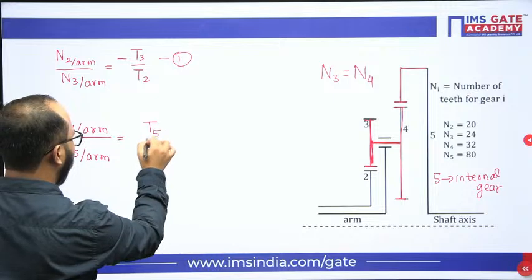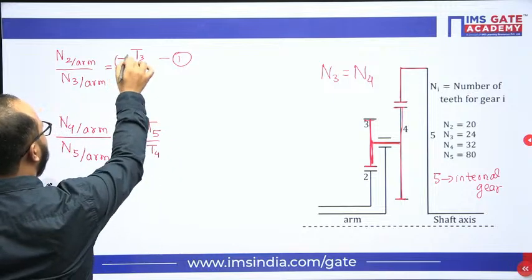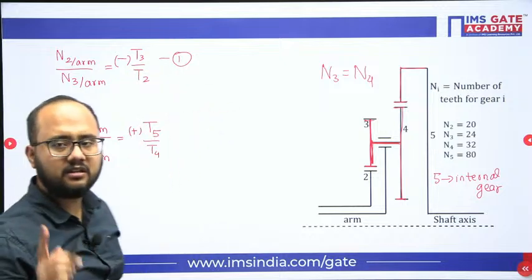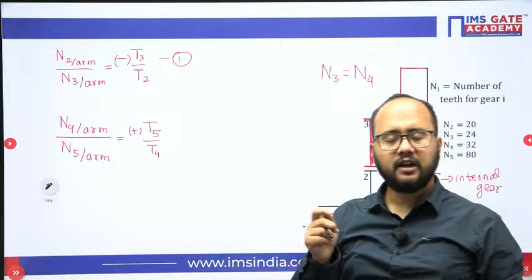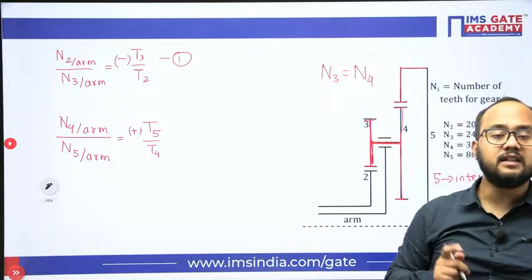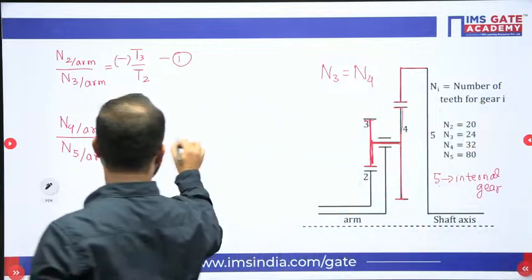So here T5 by T4 will come, but with the positive sign. Here the negative sign came because of external meshing. Whenever external meshing is there between gears, the sense of rotation is opposite. For internal gears, the sense of rotation is the same. It is not going to change. Got it? So this is equation number 2.